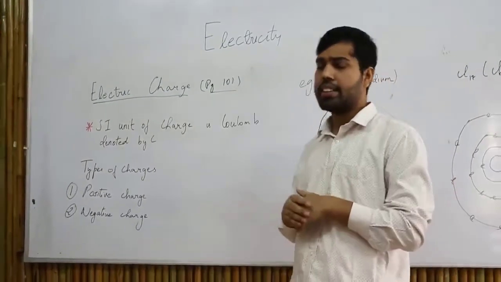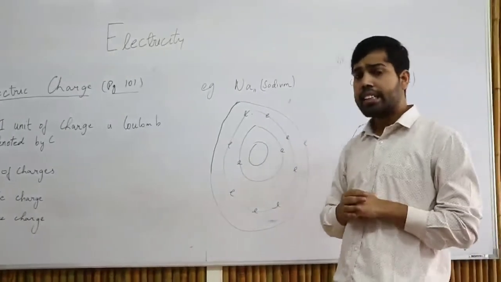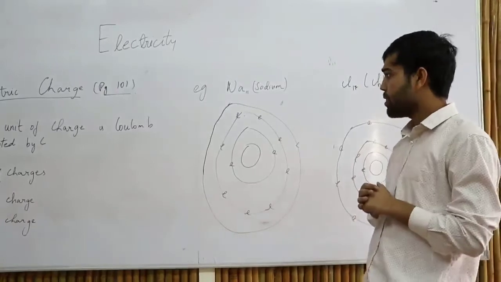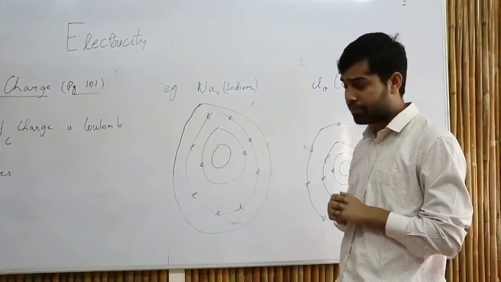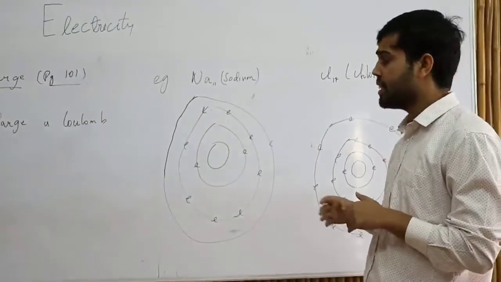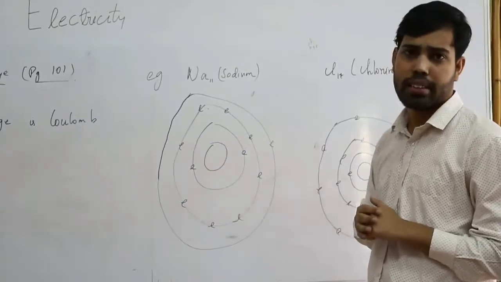Let us look at this using an example. In here I have taken the example of sodium. We have all learned in chemistry about sodium. The atomic number of sodium in here is 11. What does it mean that the atomic number is 11? It means that the number of electrons and protons present in a sodium atom is 11.